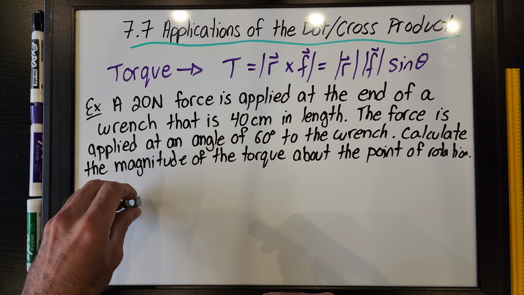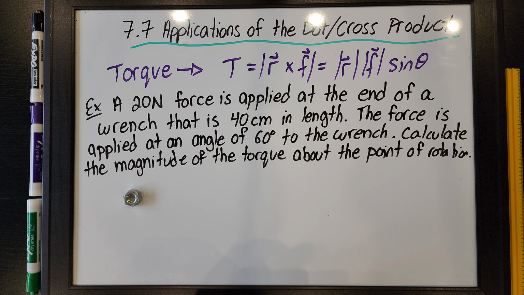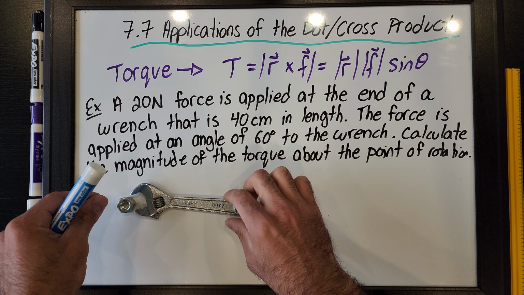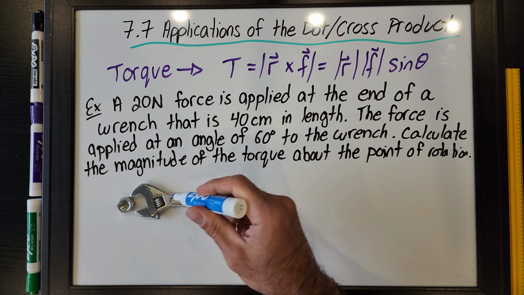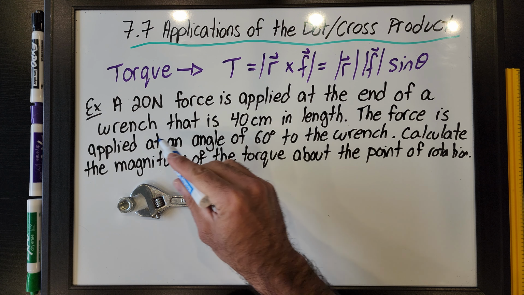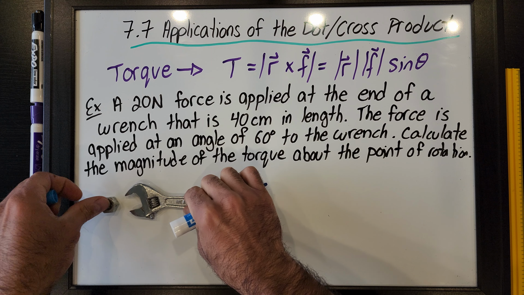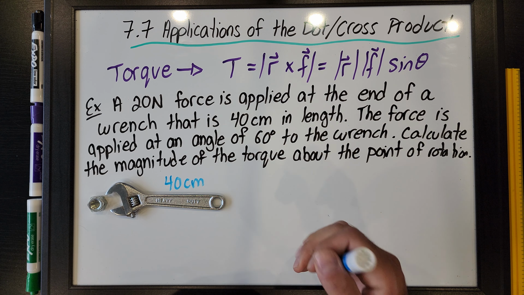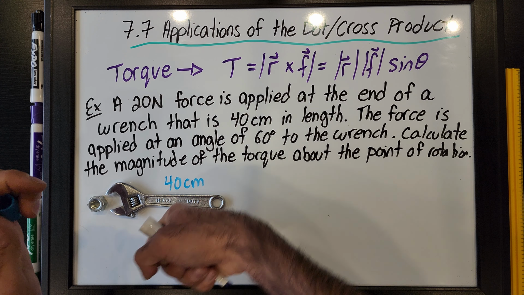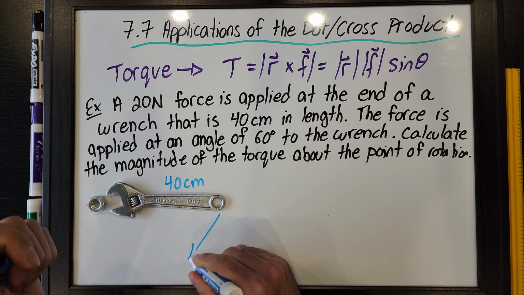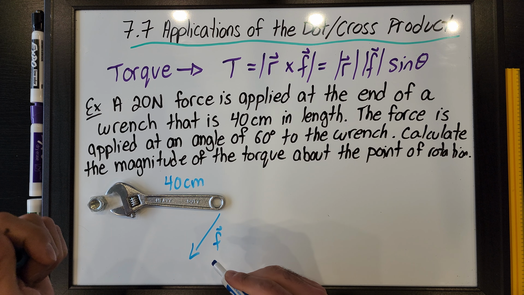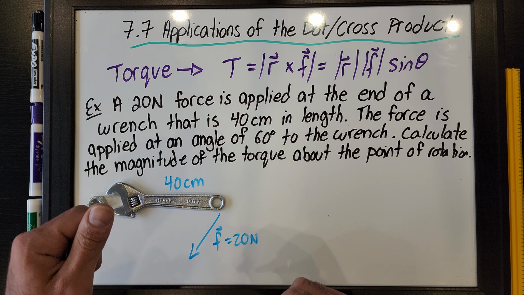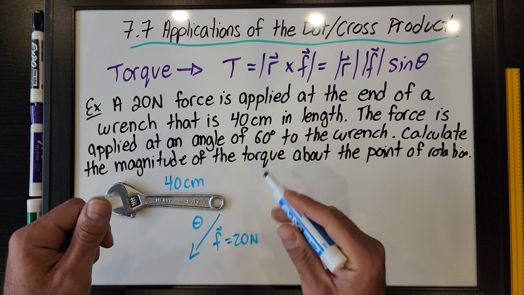So if this is my point of rotation, I'm going to take my wrench and just put it here. I'm not going to really attach it. And this is the radius of the wrench, right? And we know this wrench is 40 centimeters. I'm applying force in this direction. So the force F is right here, and I know that is 20 newtons. This is angle theta. That's 60 degrees.